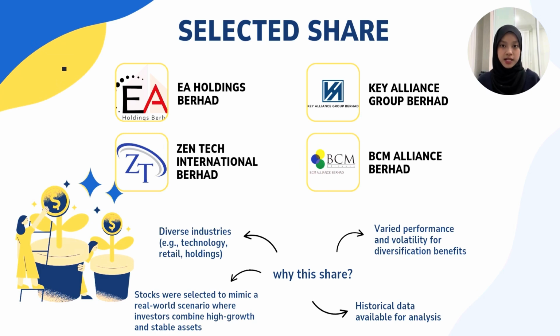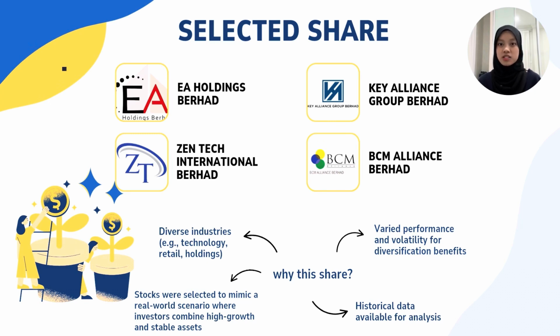Moving on to the selected shares, we have chosen 4 stocks which are EA Holdings Berhad, Zentech International Berhad, Key Alliance Berhad and BCM Alliance Berhad. These stocks have been selected from different industries to create a diversified portfolio. The industries we have included are technology, retail and holdings, offering a mix of high growth and stable assets. This diverse selection mimics a real-world scenario where investors combine various assets to balance both risk and potential returns, ensuring that the portfolio can adapt to different market conditions.